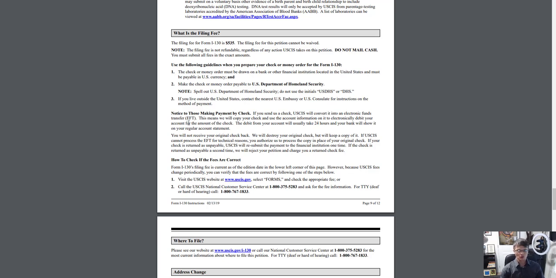Okay, so notice to those making payments by check, if you send us a check, USCIS will convert it into the electronic funds transfer, EFT. This means we will copy your check and use the account information on it to electronically debit your account. And it's usually within 24 hours before it reflects on the bank.